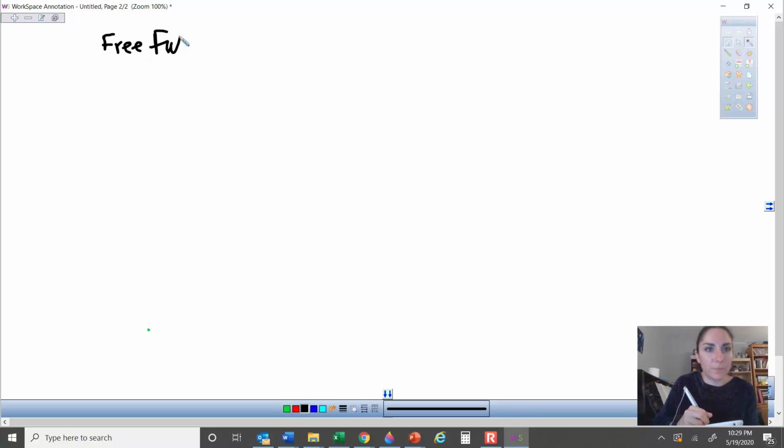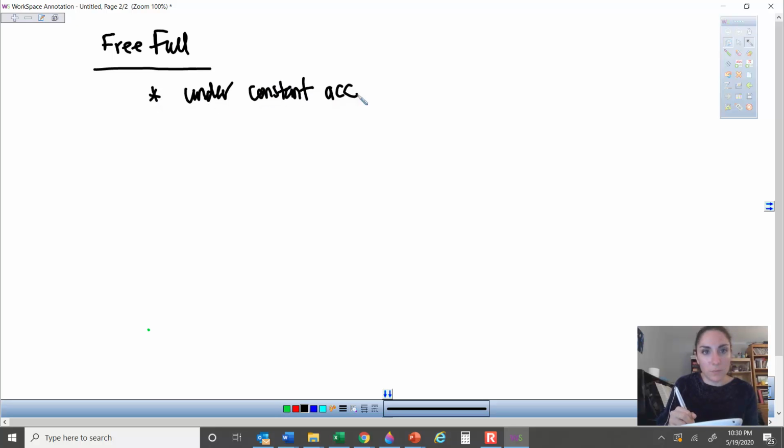So when it comes to free fall, first of all, free fall is under constant acceleration. This allows us to use the kinematic equations. So we're going to use this toolbox to help us solve it.